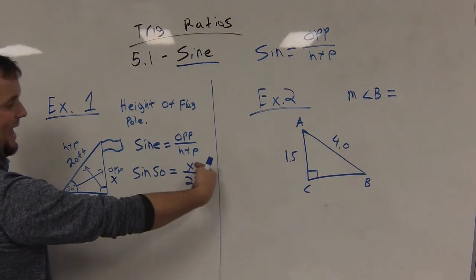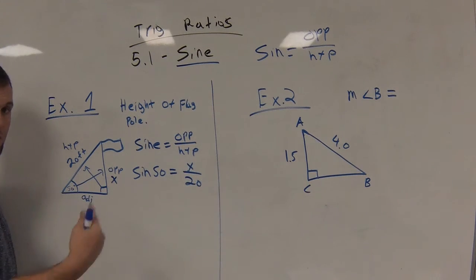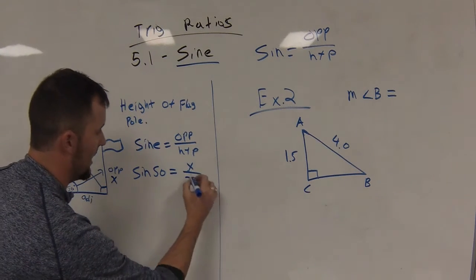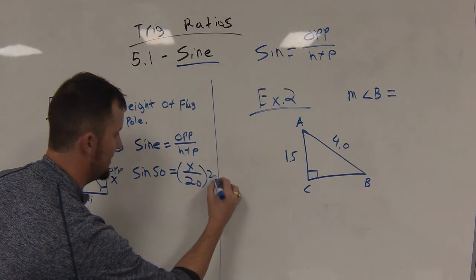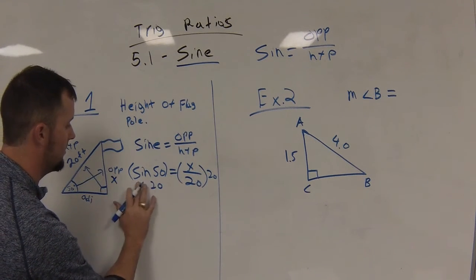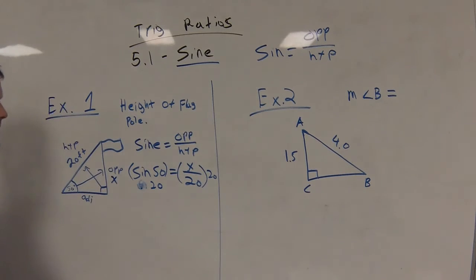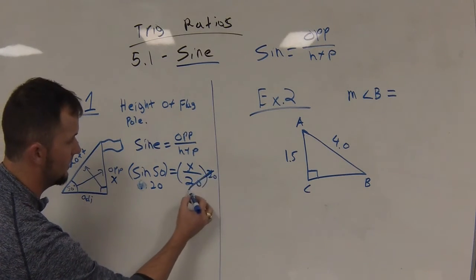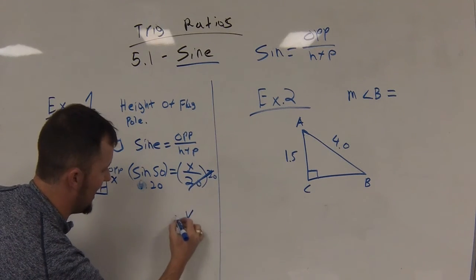So right now, x divided by 20. The opposite of dividing is multiplying, so I'm going to multiply both sides of my equation by 20. I'm going to put it down here. Okay? So right now, this is going to cancel, and on this side, I'm going to be left with x.